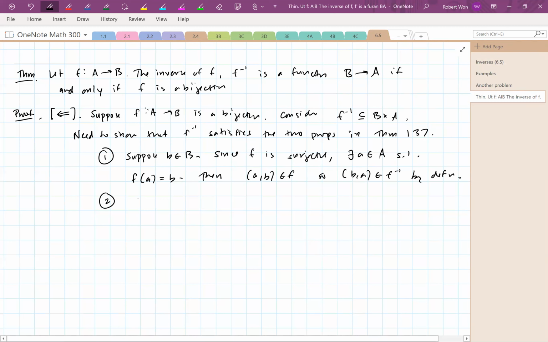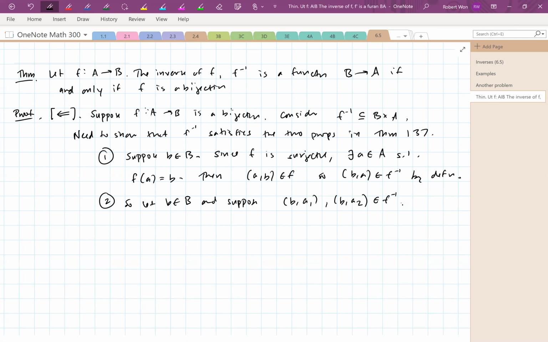Now, to prove that f inverse satisfies the second condition, which said that each element of B is the first coordinate of exactly one ordered pair in f inverse. It was never the first coordinate of two different ordered pairs. So let b be in B and suppose that it's the first coordinate of two ordered pairs, b comma a1 and b comma a2 in f inverse. I need to show that these two ordered pairs are actually the same. So suppose there exist a1 and a2 in A such that b comma a1 and b comma a2 are in f inverse.